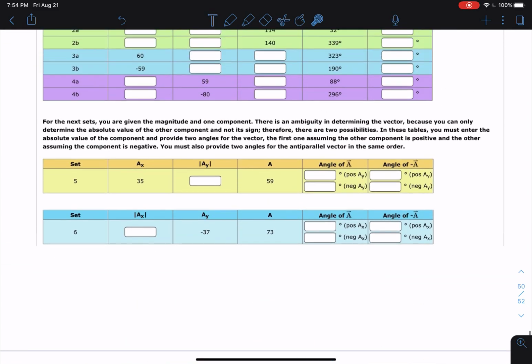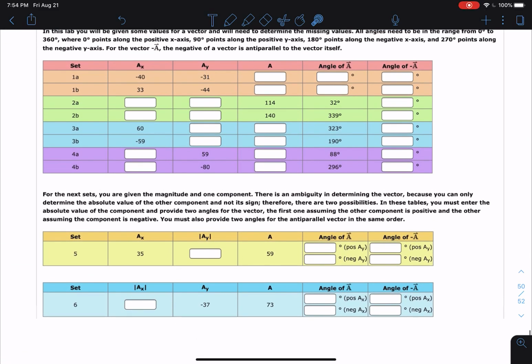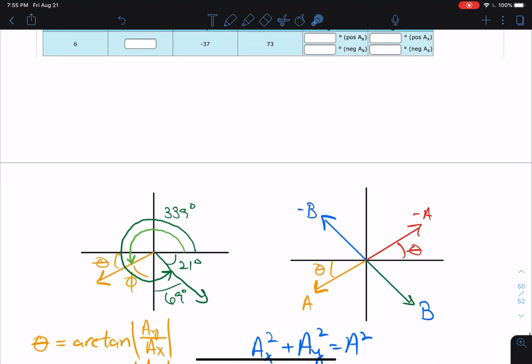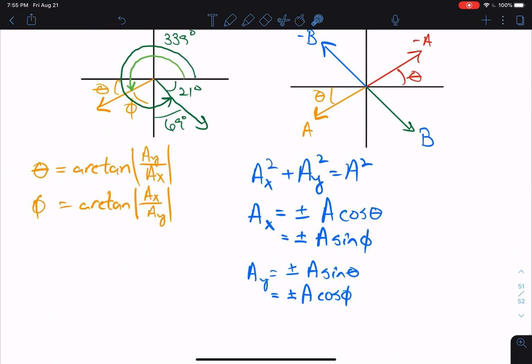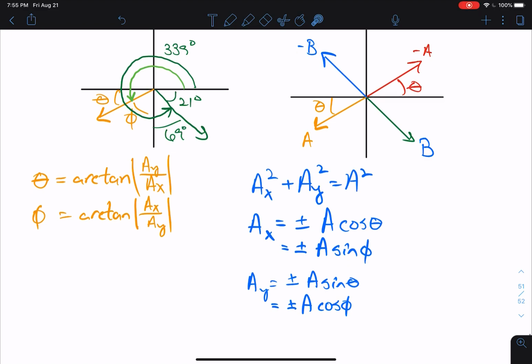The last thing that I wanted to go over were sets 5 and 6. I already mentioned these are kind of an interesting case. They're different than the others, and that has to do with the Pythagorean theorem. So you can see for sets 5 and 6, you're only told one of the components and you're told the magnitude. So if we come down to the Pythagorean theorem, let me just do this on a fresh page.